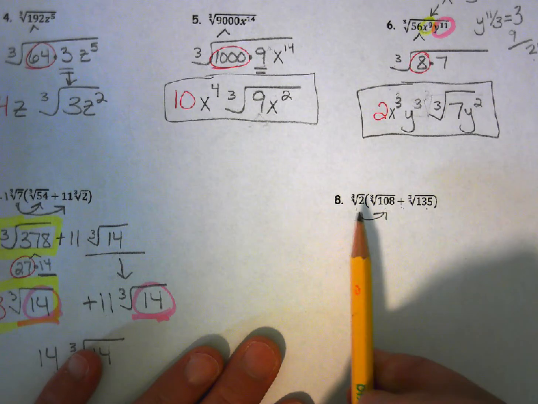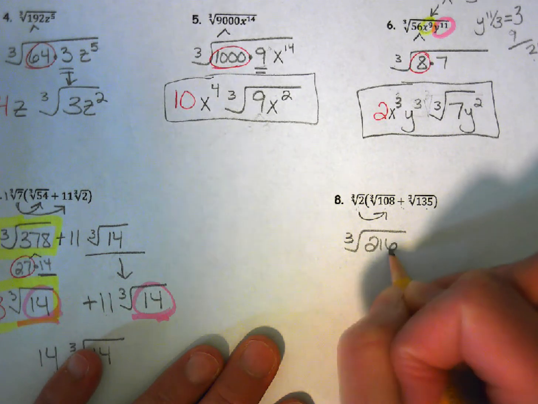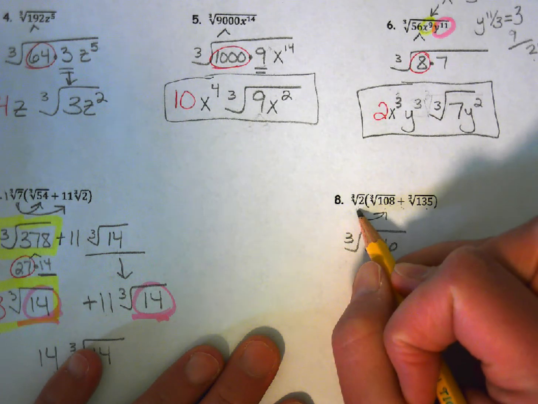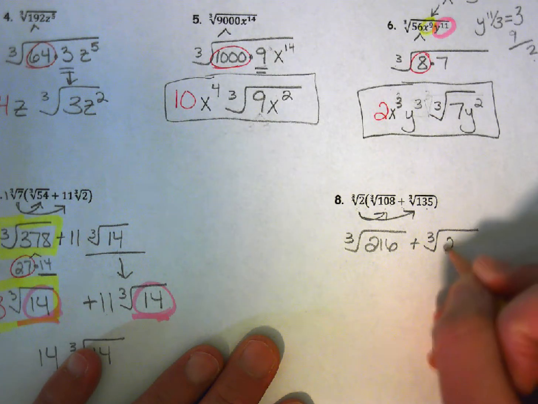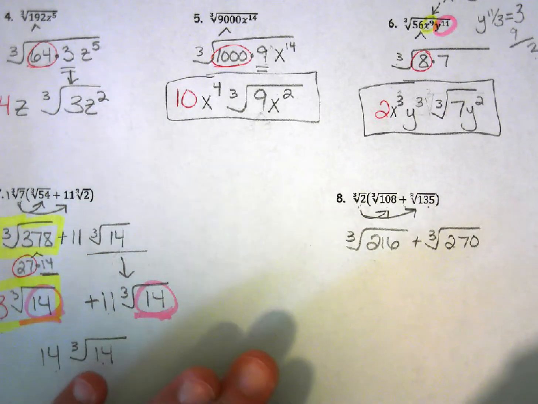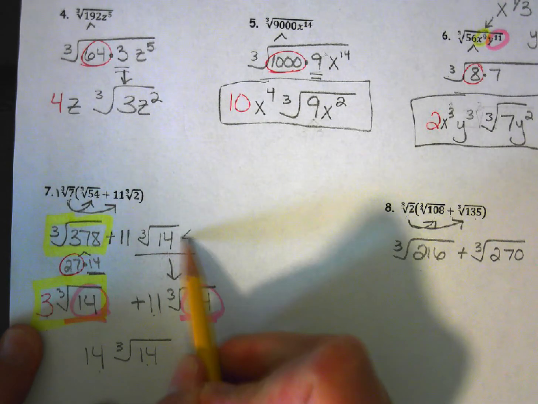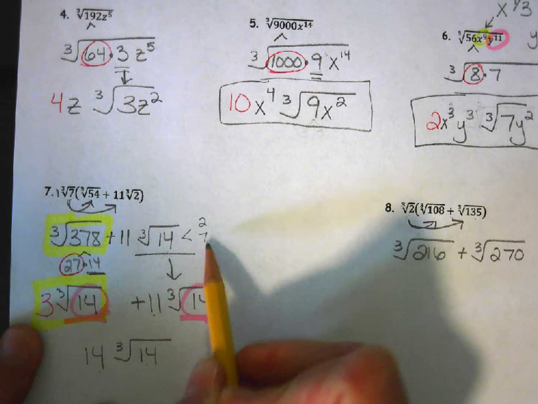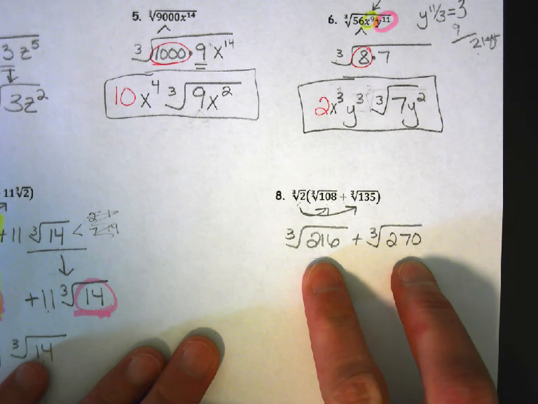So we're going to go 2 times 108, which is 216, and then 2 times 135, and that's going to be 270. Whoa, both of these are pretty big, huh? Over here, I knew the 14 was only made up of 2 times 7 or 1 times 14, so I knew it wasn't going to work. But both of these are kind of big.